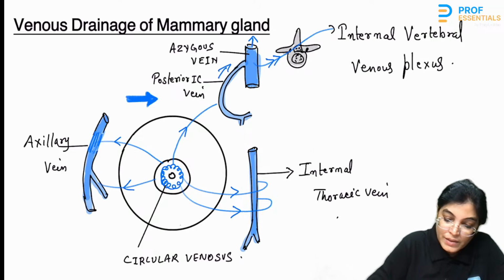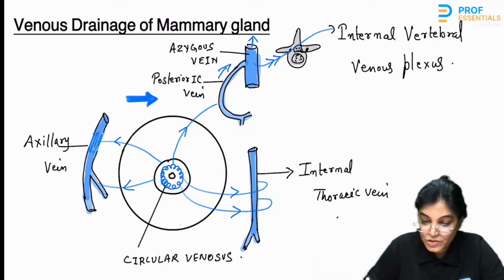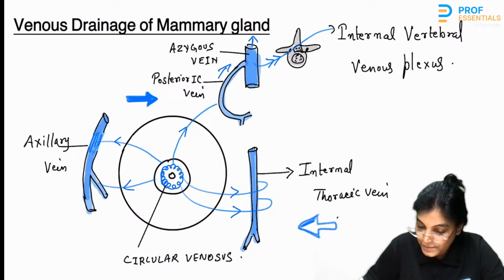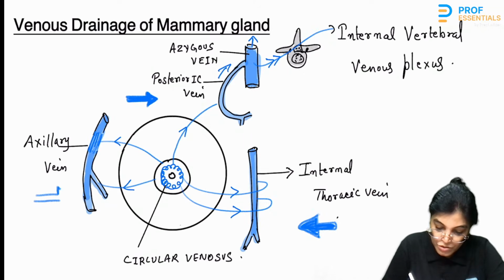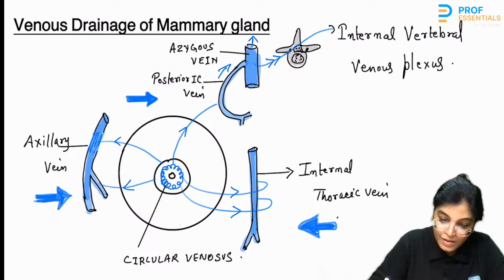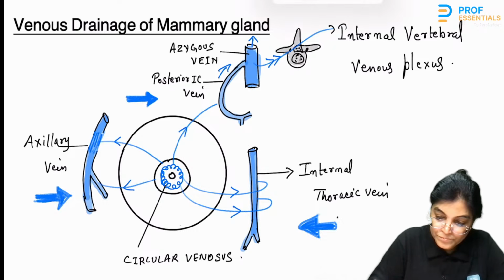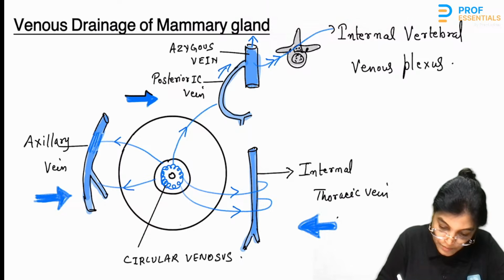And the other one, here we can see again the communications happening via the internal thoracic vein. Also here we can see the communication to the axillary vein. Done? All these are very, very important.